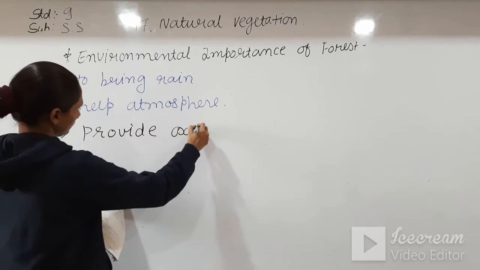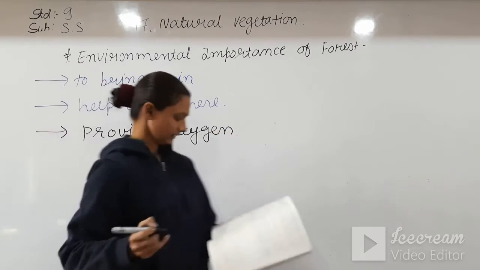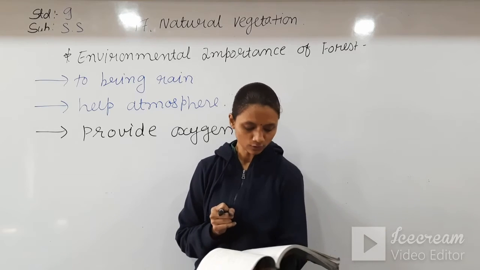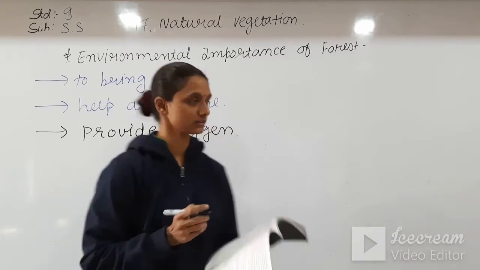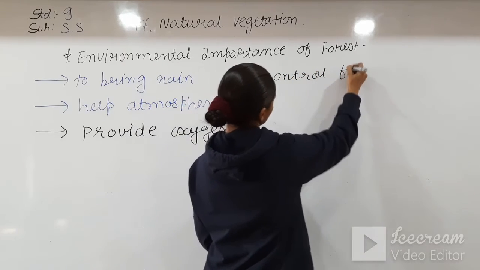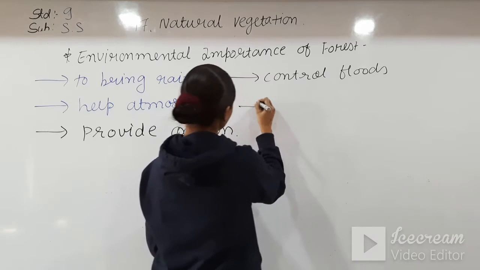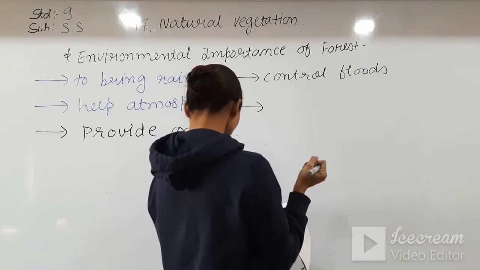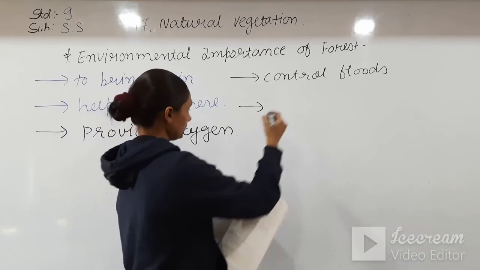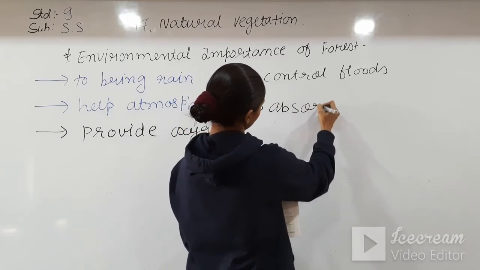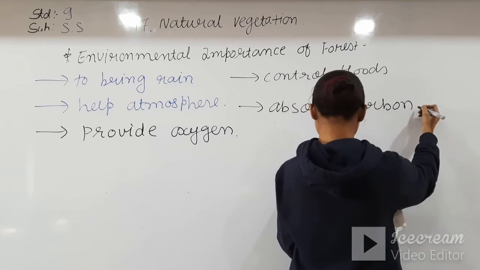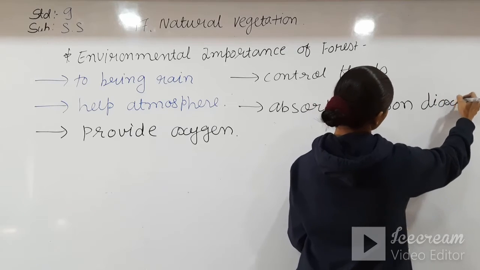Provide oxygen. Number 4 is forests control the floods. They absorb harmful gases like carbon dioxide. Control floods. Helpful, carbon dioxide means absorb carbon dioxide.